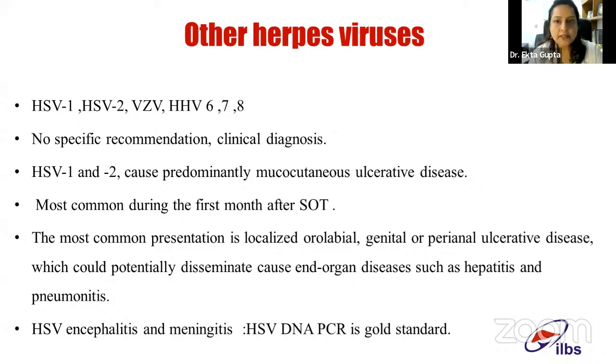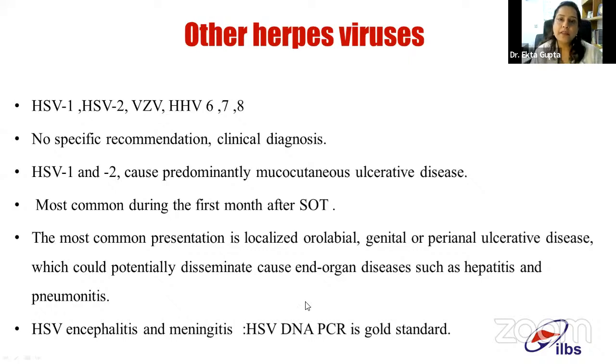There are other herpes viruses which are very important, like herpes simplex 1 and 2, varicella zoster, and HHV 6, 7, and 8. But there are no specific recommendations. We only depend upon the clinical diagnosis. Herpes simplex 1 and 2 give you a typical, although slightly obliterated, mucocutaneous ulcerative disease, and mostly within the first 2 months you can see these lesions. If it is a reactivation, you can also find it out. The most common presentation can be oral, labial, or genital, or it can disseminate, causing pneumonitis. If it is herpes simplex encephalitis or meningitis, then DNA PCR is the goal.